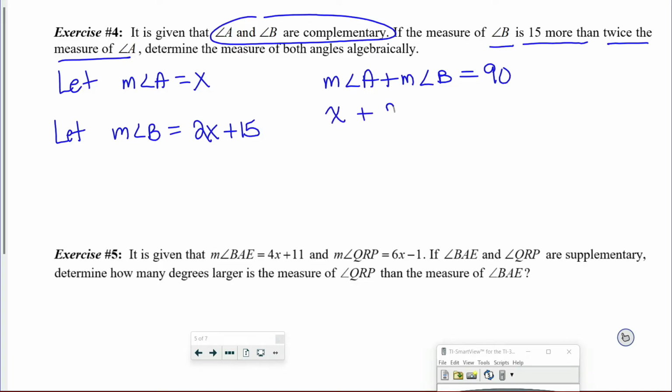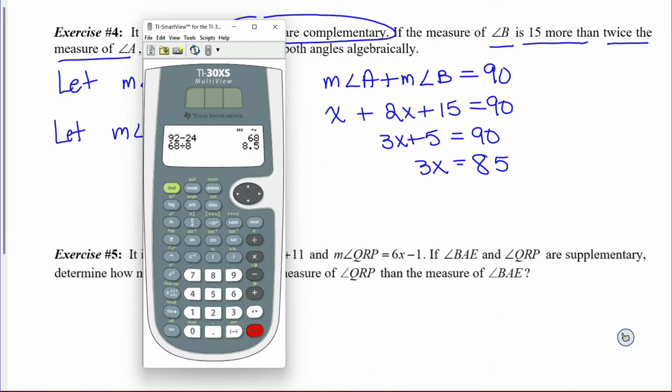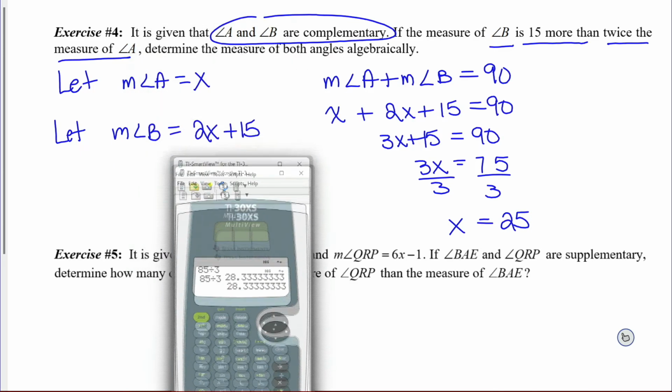So I'll get x plus 2x plus 15 is equal to 90. That's 3x plus 15 is equal to 90. That means my 3x must be equal to 85. Time for the TI Smart View, where I'm going to just do 85 divided by 3. That doesn't seem right. No, not 85, 75. Because a 15 became a 5 somehow. That's a 75. Now I don't even need my calculator. Divide both sides by 3, and I get x equals 25.